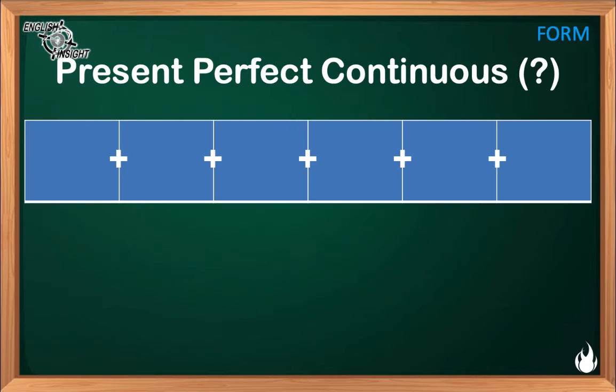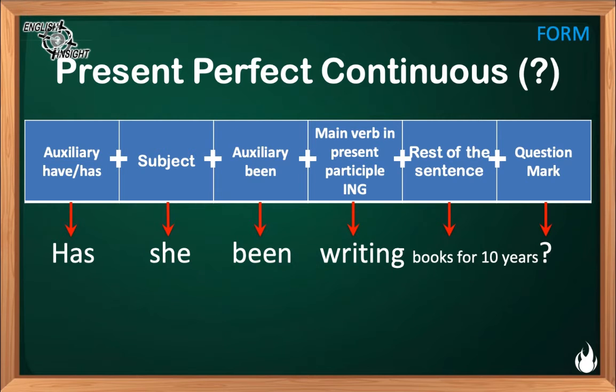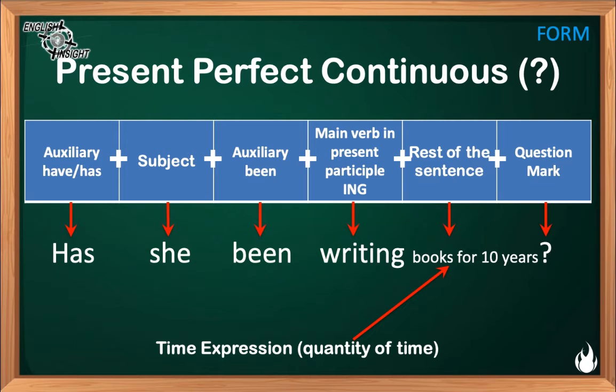The interrogative form for the present perfect continuous commences with the auxiliary have or has, then the subject, then the auxiliary been, the main verb in present participle, ing, the rest of the sentence, and of course the question mark. For example, has she been writing books for 10 years? We can also include the time expression so as to highlight the quantity of time.